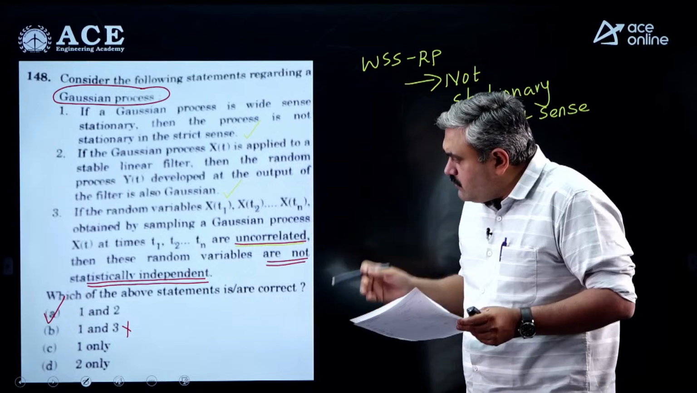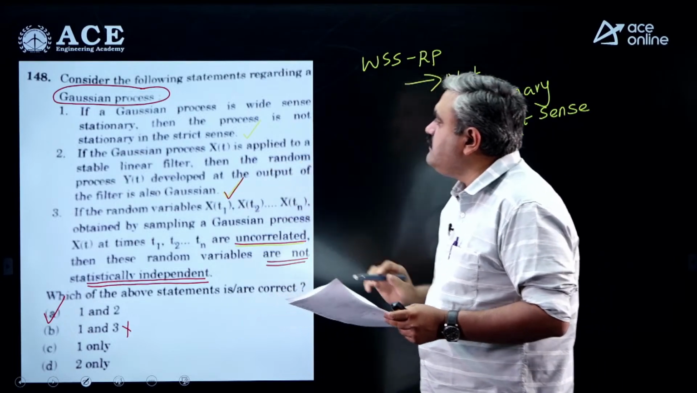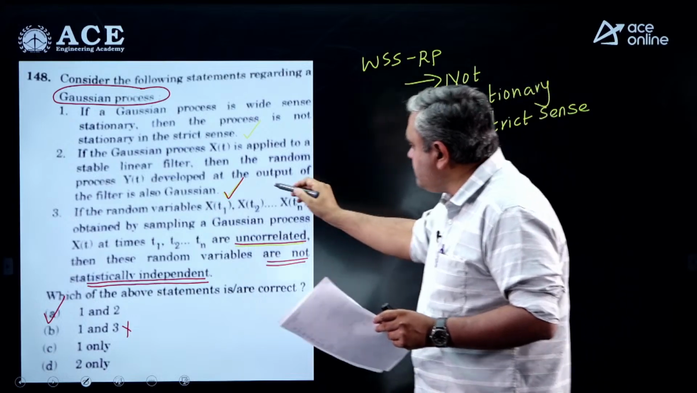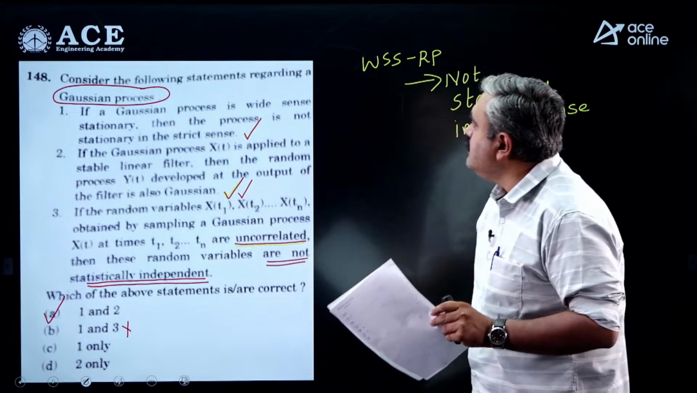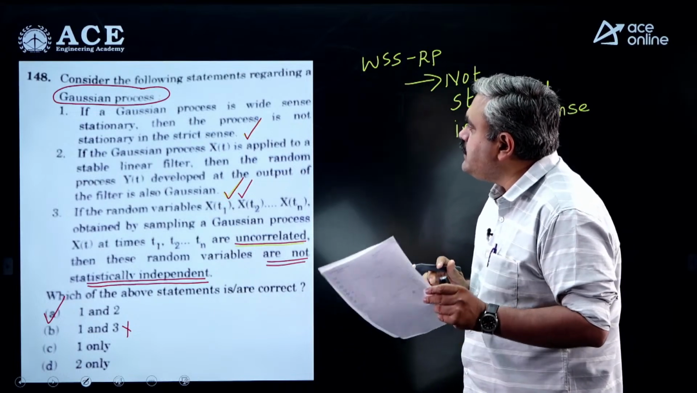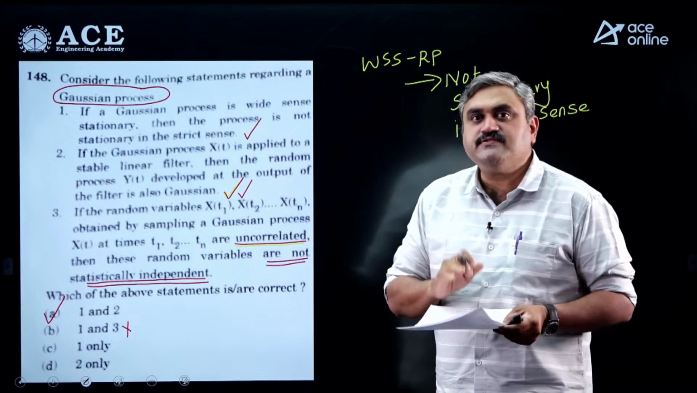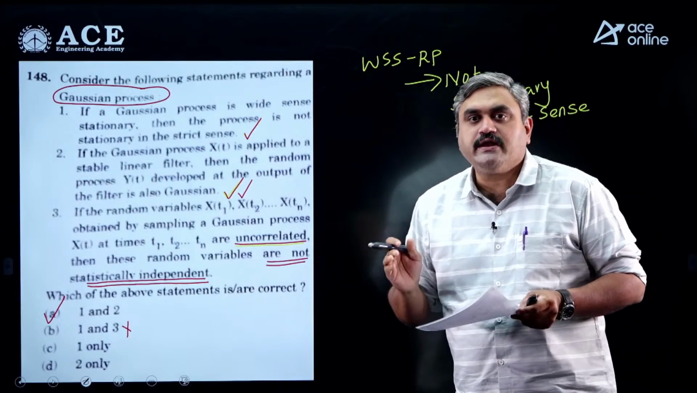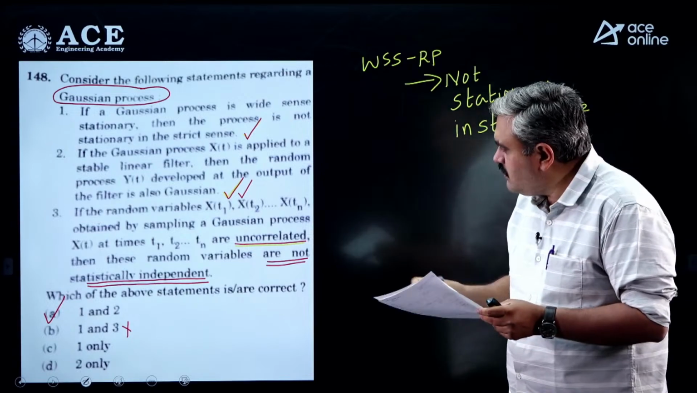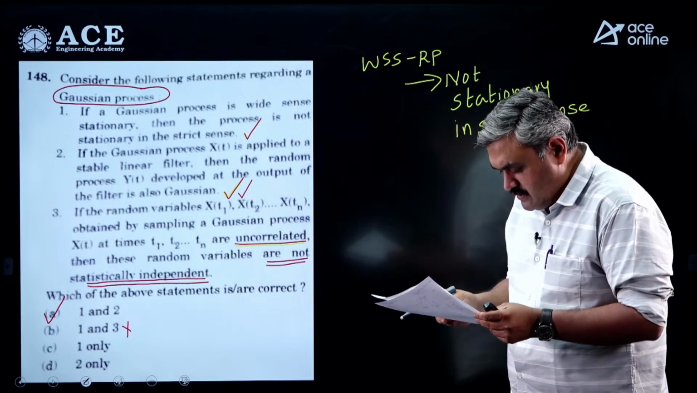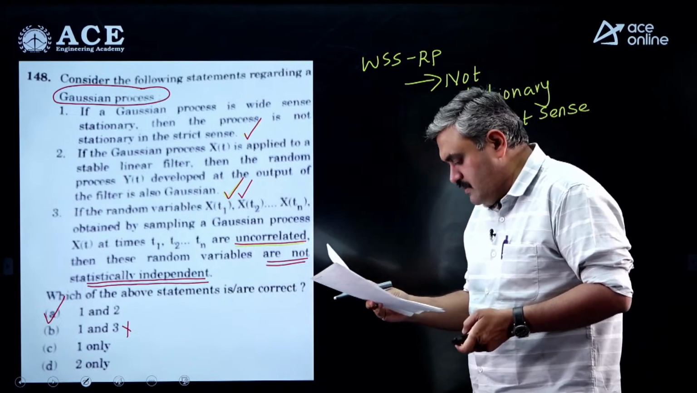So be careful, this second statement is a little bit confusing. The second statement is 100% correct, no doubt, but the first statement you have to be careful with. If it is wide sense stationary, it need not necessarily be strict sense stationary, but if the process is strict sense stationary, definitely you can consider it a wide sense stationary process. That is the meaning. So I think it is better to go with option A, where you consider statements 1 and 2.